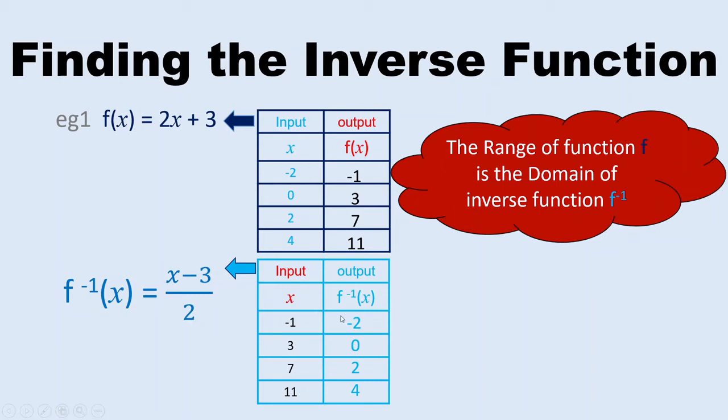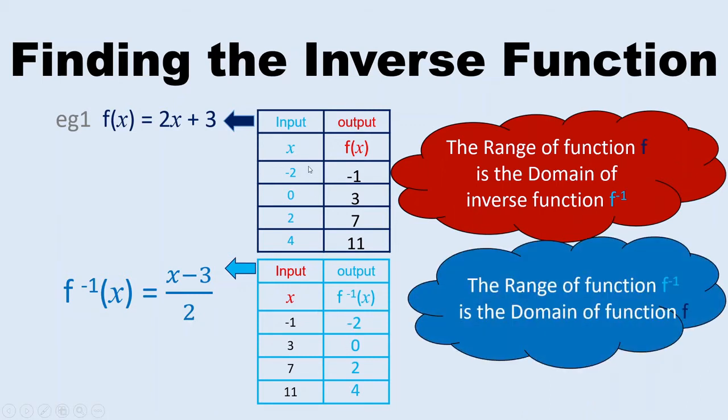Notice that the outputs from my inverse function are the same as the inputs from my original function. That means that the range of output values from my inverse function is equal to the domain of values for my original function. You may remember from our previous lesson that we have some rules about values which we need to exclude from the domain of input values for a function.